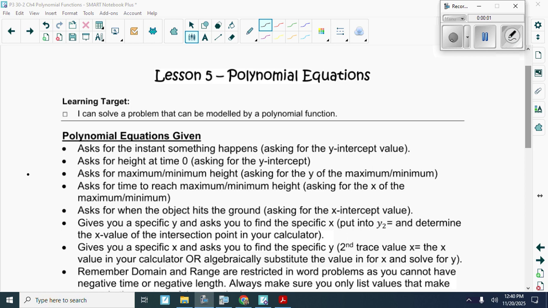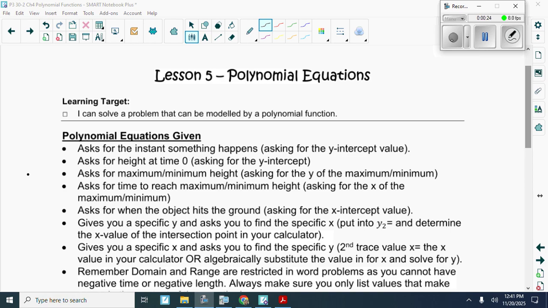And asking for a minimum or a maximum height. Don't forget that the height part is probably the Y value in your min-max, and you guys know how to do that. The time would be your X value. Ask for when an object hits the ground. So that's when your Y is equal to 0. Typically, that's your ground, and so you're looking for an X-intercept. So we'll make sure that we know how to do that.